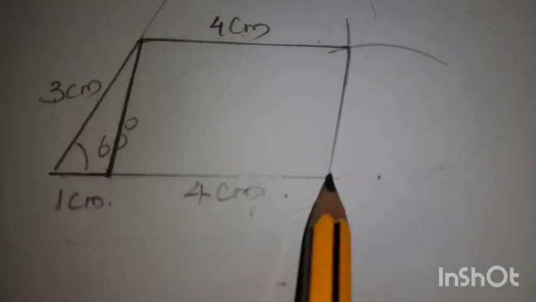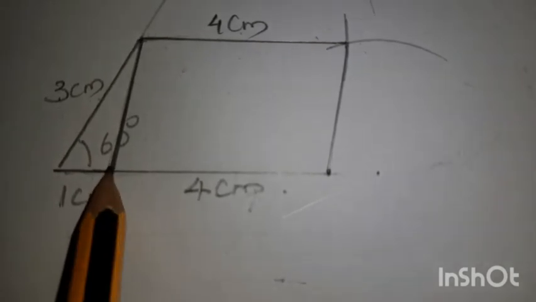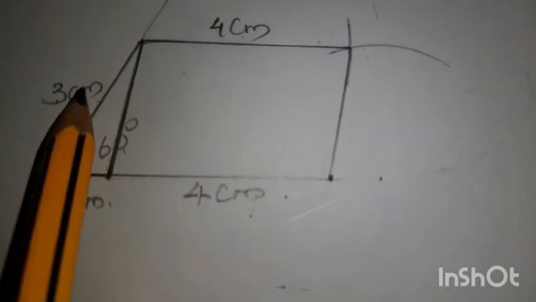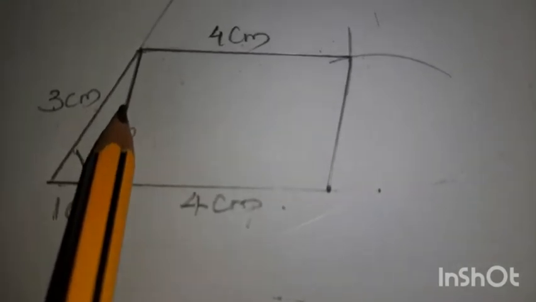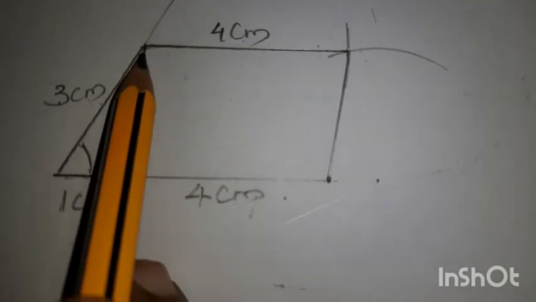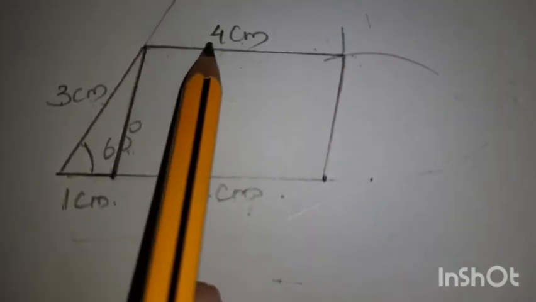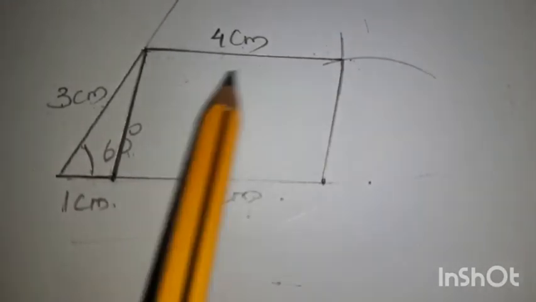Draw a 5 centimeter line first, then mark 1 centimeter, and from there you have to mark 60 degree and draw a line of 3 centimeter. Then you have to complete this triangle. So take this length in a compass and mark here, and from this end you have to draw the parallel line 4 centimeter. Then you have to complete it.